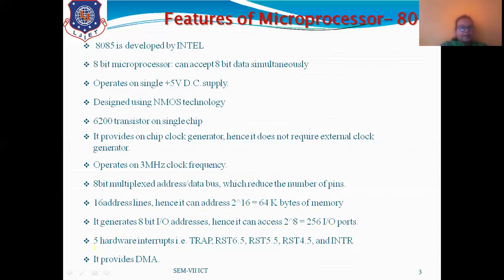Right? And next, it has 5 hardware interrupts. First is TRAP, then RST 7.5, RST 6.5, RST 5.5, and INTR. Right? And the last feature is that it provides DMA, that is direct memory access.